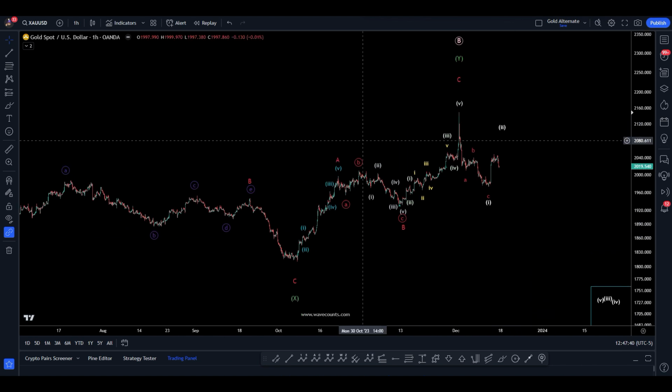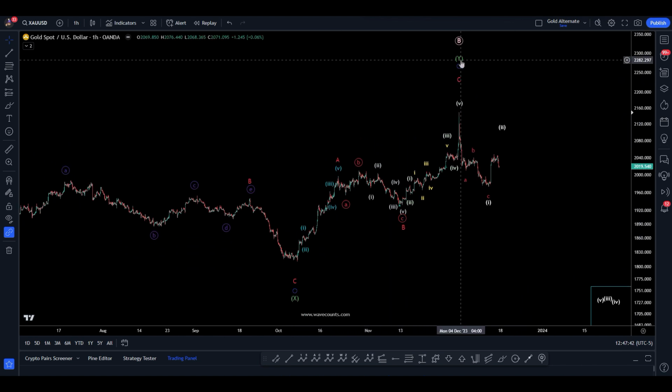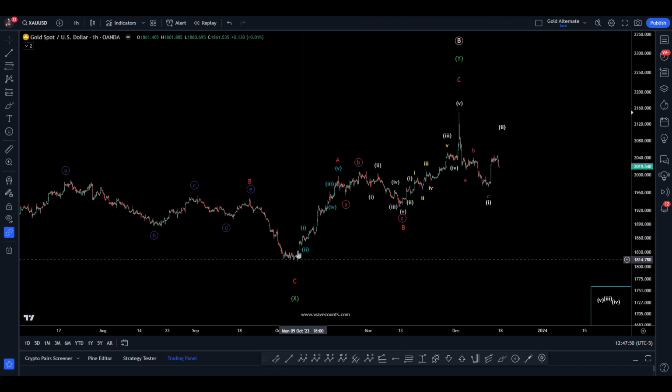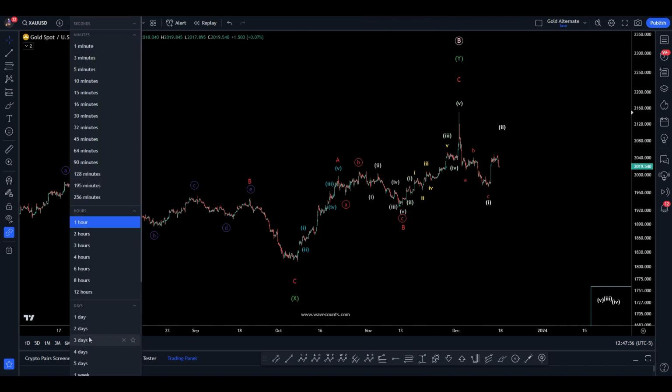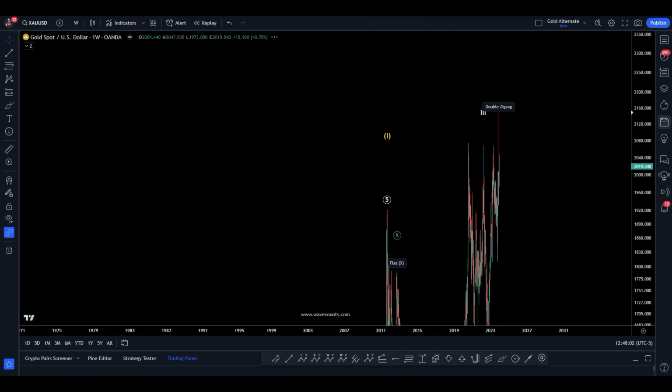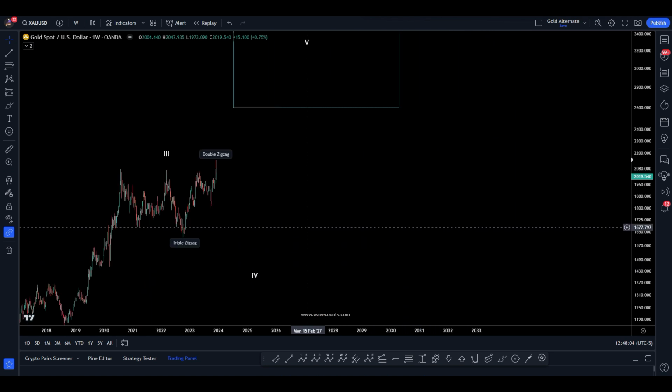And now, as you can see, I have a Y wave here. Right? That is a normal zigzag for a Y wave. Right? Y waves are allowed to be simple zigzags. So if we come out to the weekly here, Y waves cannot be double zigzags. Okay.